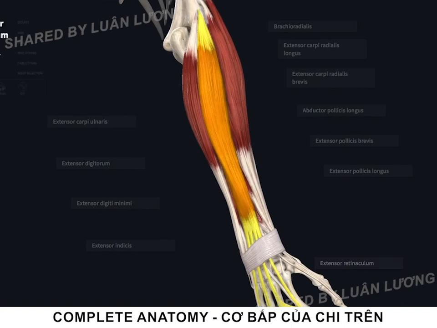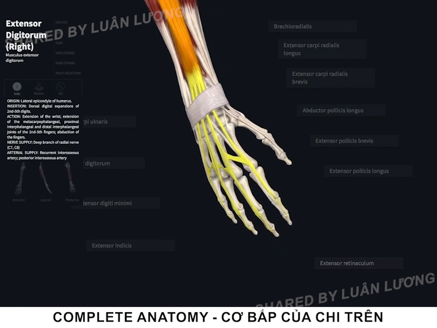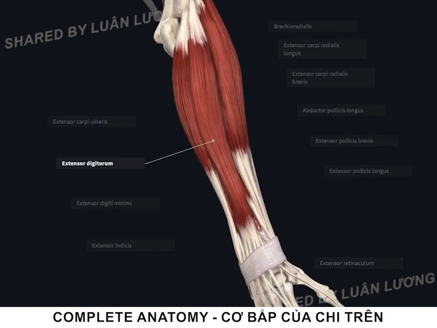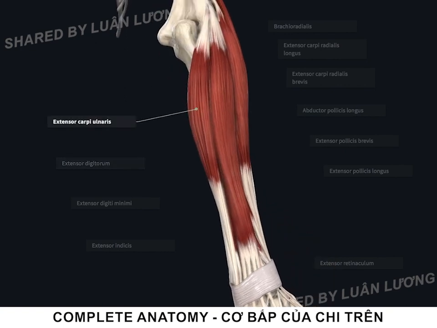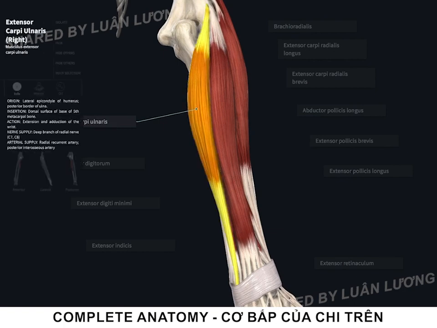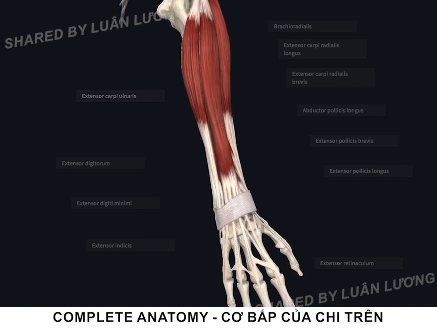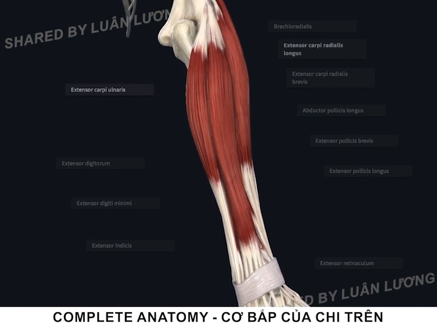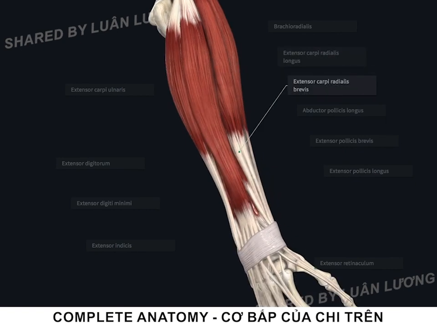In the middle of the posterior forearm, we see the extensor digitorum. Now note that there is no longus or brevis or superficialis and profundus with this muscle. It is simply known as the extensor digitorum. So, extensor of the digits. Now on the most medial side or ulnar side, we see the extensor carpi ulnaris. And as its name would imply, this is going to be the extensor of the wrist on the ulnar side. And compare that, there's only one extensor carpi ulnaris. Well, we had two, extensor carpi radialis longus and extensor carpi radialis brevis, on the radial side.